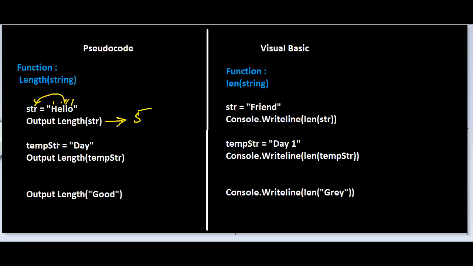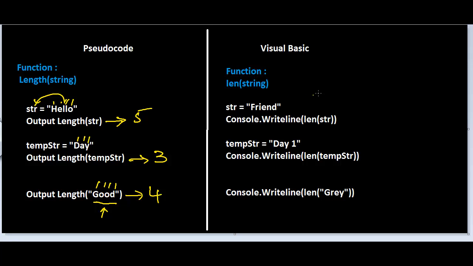Temp str is equal to day, and when we use this instruction, what we're going to get is the length of this string temp str. 1 2 and 3, so this is going to give us 3. That's the length of the string, and we can use this function like this also. In fact, instead of passing a variable as a parameter, we have directly used the string value. So we have used the string good. So this is a value, not a variable. And in this case, the length of this string is 4. So what this is going to output is the length of the string, 4.